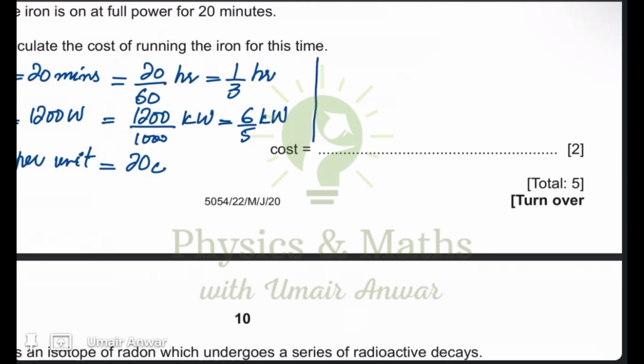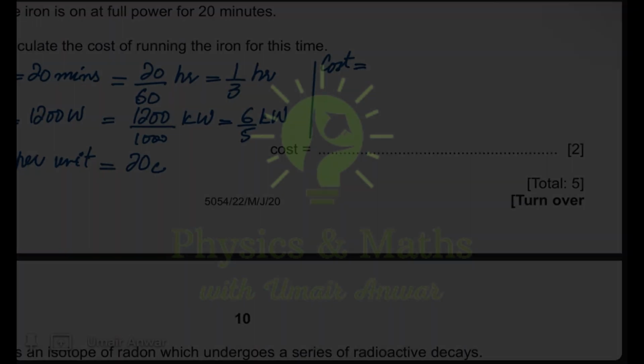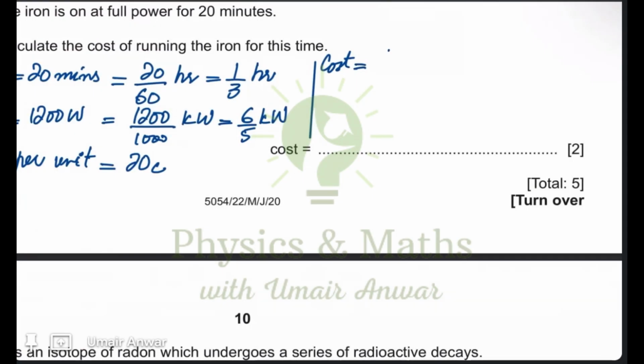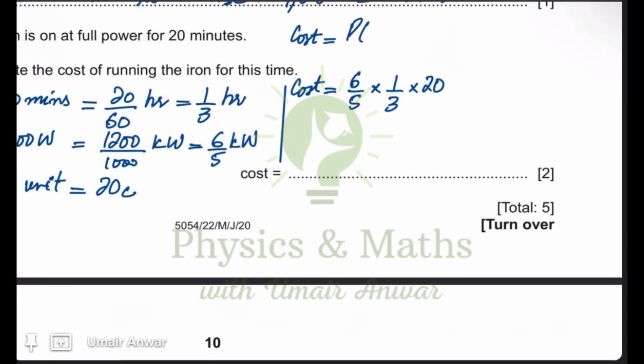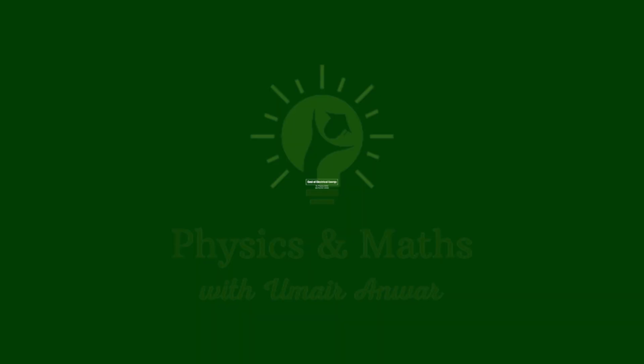Now, the cost of electrical energy is power in kilowatts, which is 6 upon 5, multiplied by the time in hours, which is 1 upon 3, multiplied by the cost per unit. Cost is equal to power in kilowatts multiplied by time in hours multiplied by cost per unit.